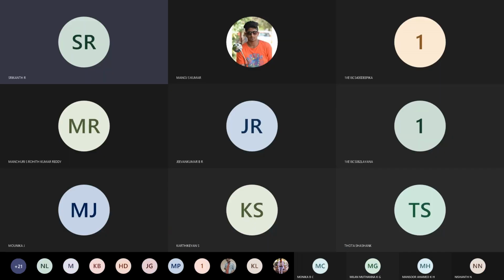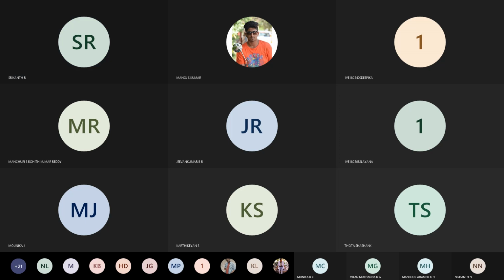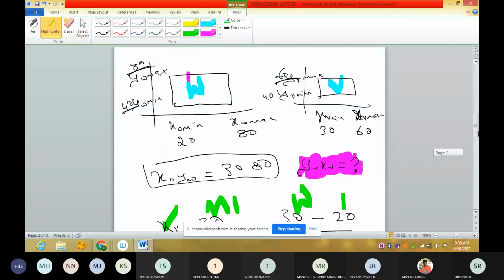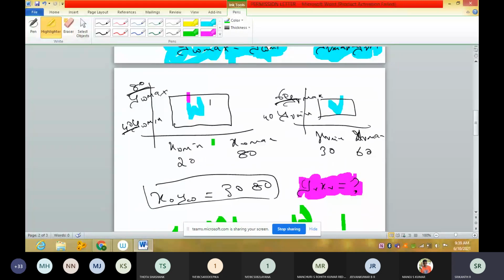Okay, I will repeat once again. If the screen is not visible, tell me then. Okay, sorry. Look here. We have these boundaries, guys. XW minimum is equal to 20, XW maximum is equal to 80. Now is the screen and my voice audible? Yes, sir.